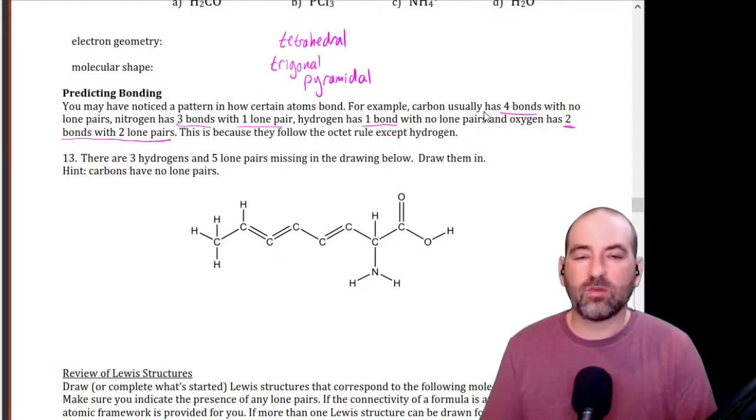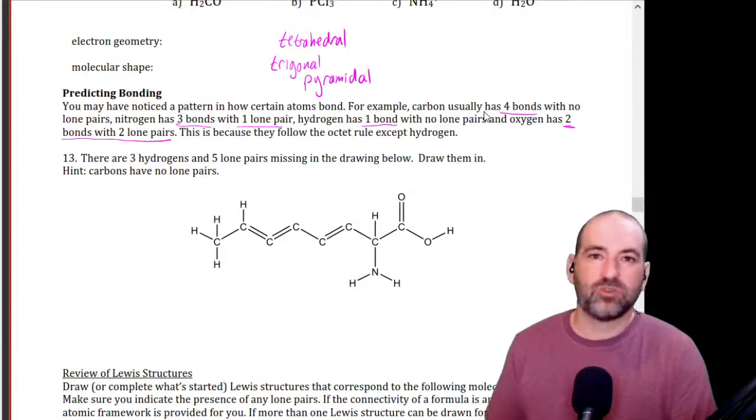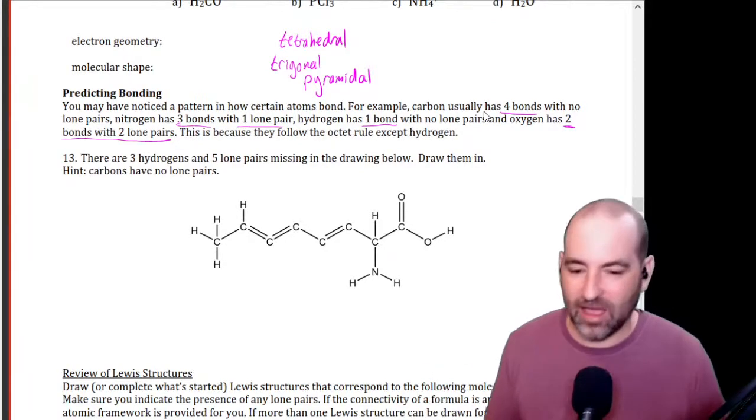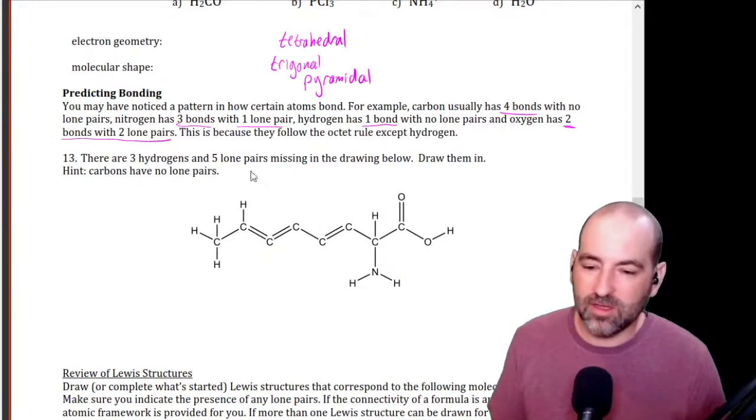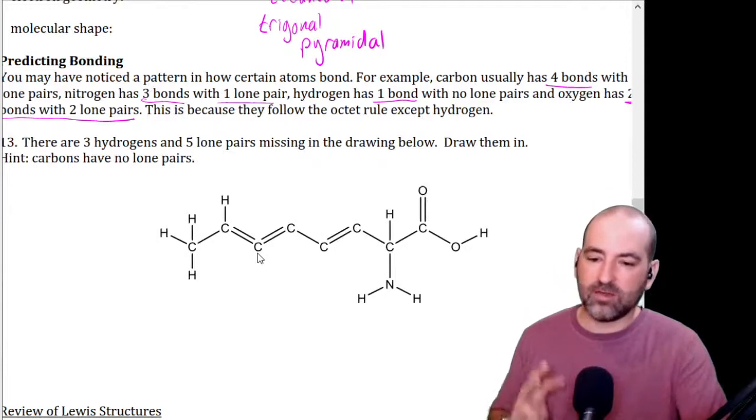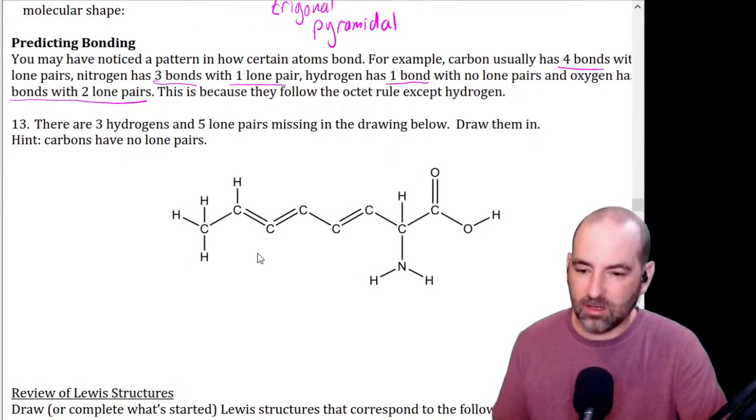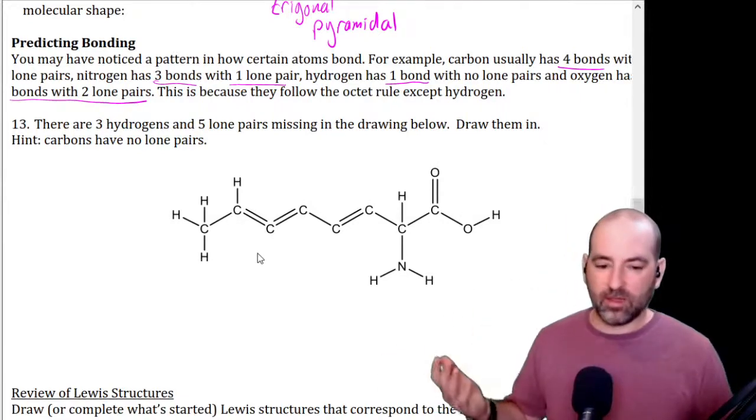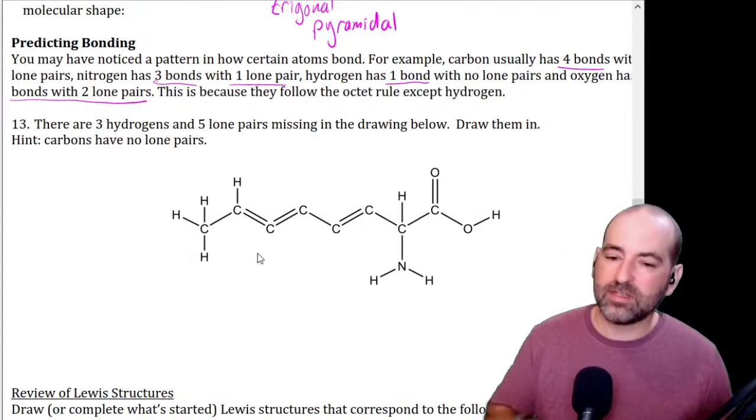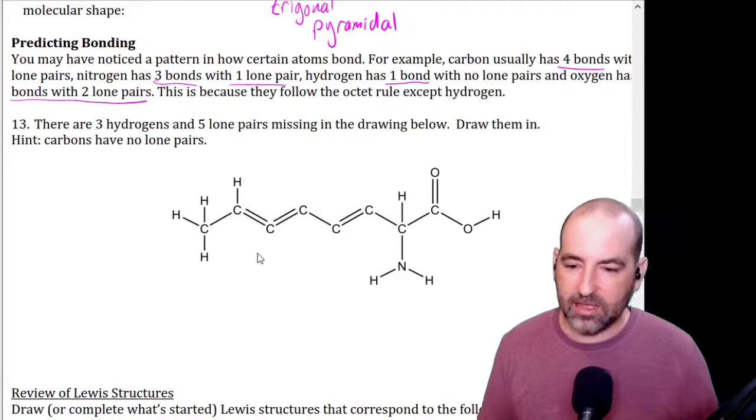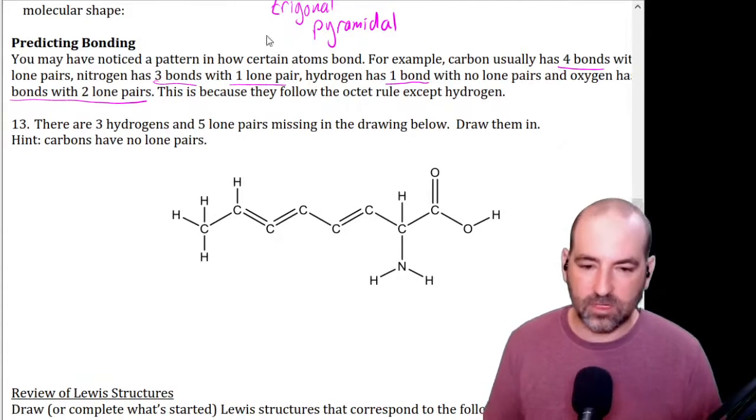But for bigger molecules, we can take these usuallys and just say, well, okay, I've got to assume this because it's the only chance I have. So we can look at a big structure like this. And the question here is, there are 3 hydrogens and 5 lone pairs missing. Draw them in. So how do I do that on a big molecule like this? I have to look at the atoms and decide which of these atoms have things missing. And the only way I can really do that is by making these assumptions that we just talked about.